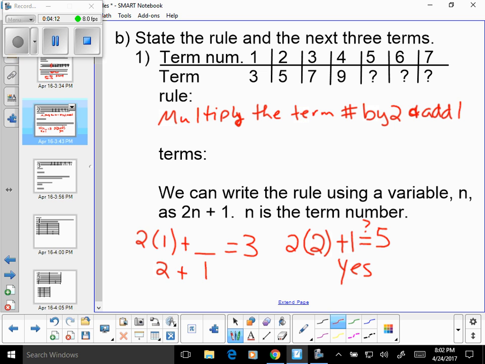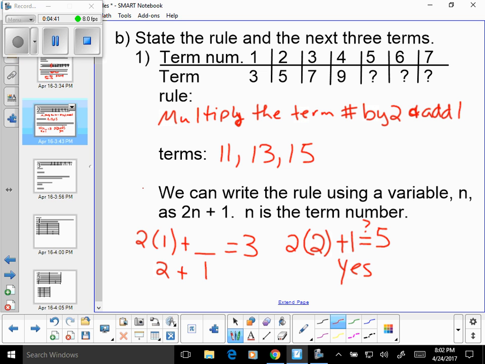Now, I have to figure out my 5th, 6th, and 7th terms. So I have to take 2 times 5 and add 1. 2 times 5 is 10, add 1 is 11. 2 times 6 is 12, plus 1 is 13. 2 times 7 is 14, plus 1 is 15. So my terms are now listed as 11, 13, and 15.